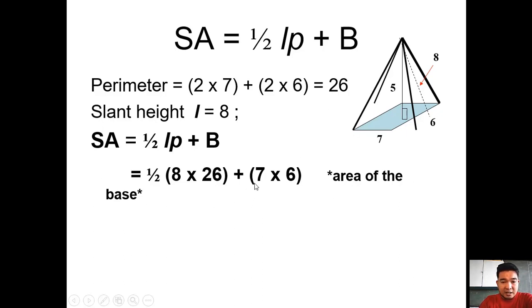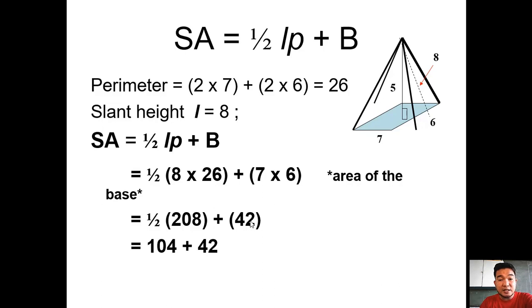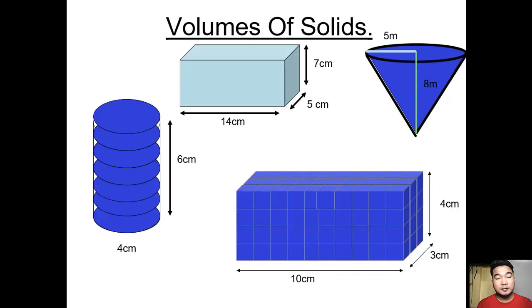And then 7 times 6 is the area of the base. So we will have 1/2 of 8 times 26, which is 208, plus 42. And then simplifying it further, we will have 104 plus 42. And the surface area is now equal to 146 square units.